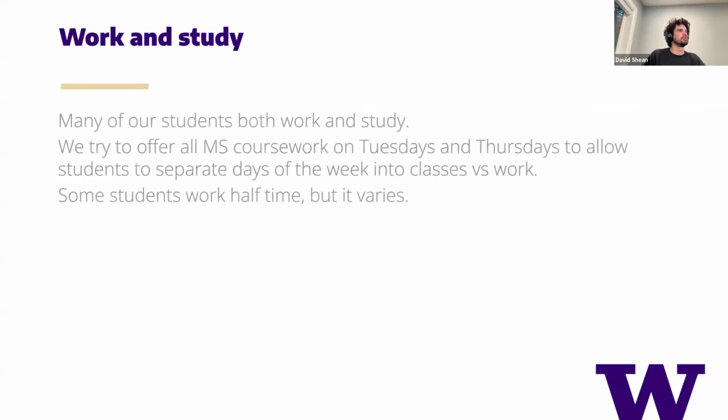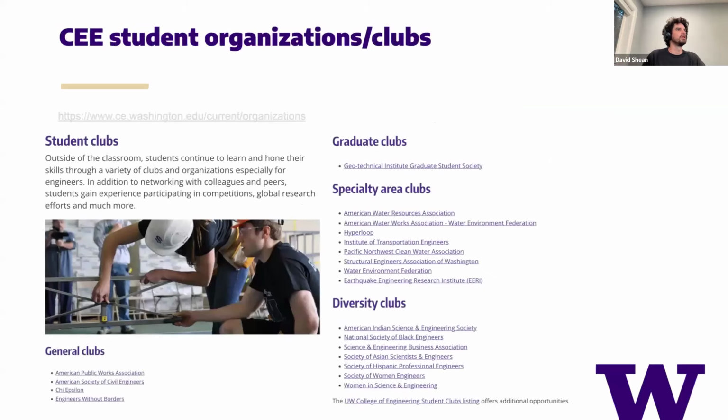And I grabbed those descriptions. Just a few other notes on student life. So many of our students work and study while pursuing their graduate degree at the University of Washington. We try to accommodate that. We try to offer coursework on Tuesdays and Thursdays to allow students to separate work from classes. Some students work full-time, some students work half-time.